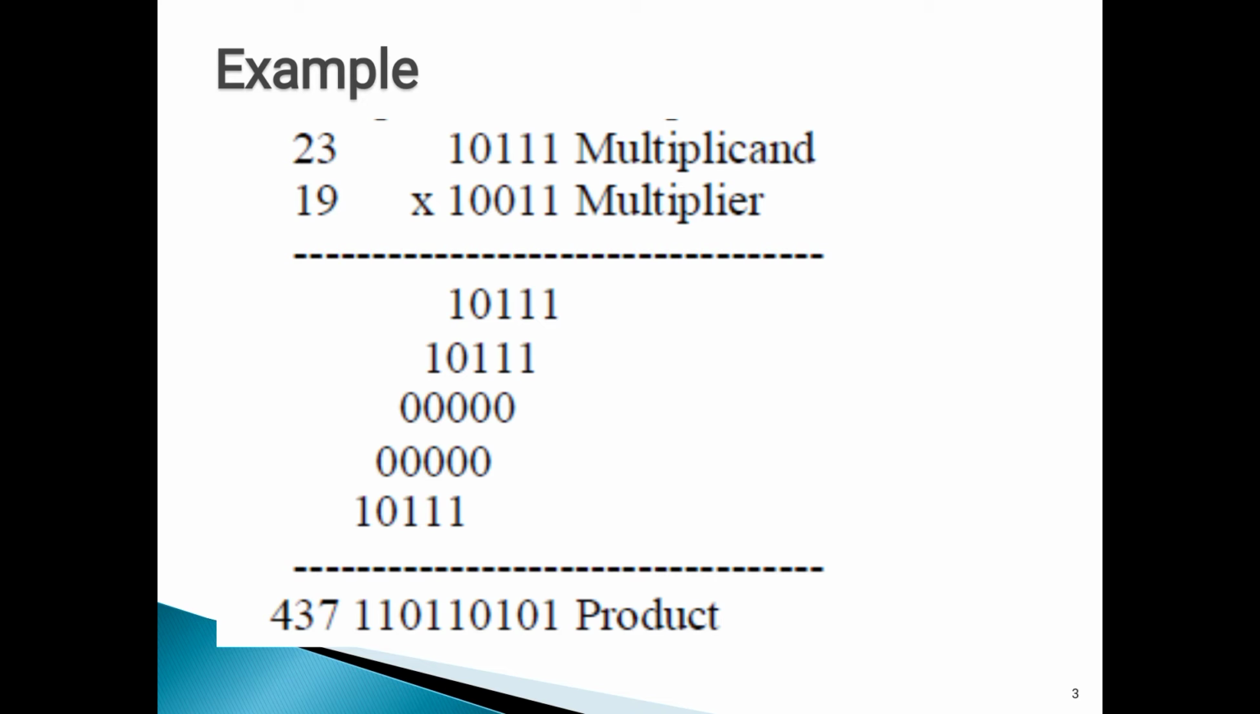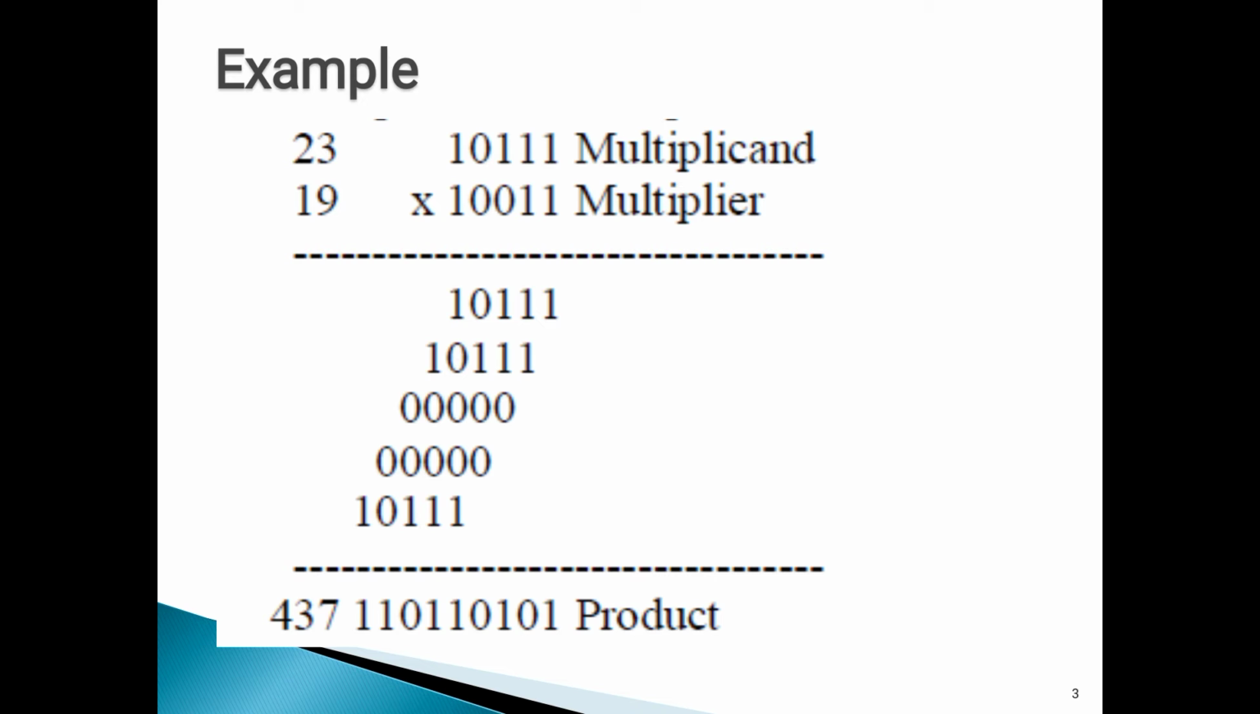Again we check the next least significant bit of multiplier. What is the next least significant bit of multiplier? Again 0, then zeros are copied down, right? And the next one, what is the next least significant bit of multiplier? That is 1. So if it is 1, then multiplicand is copied down using shift left operation. So what is the multiplicand? 10111, right?